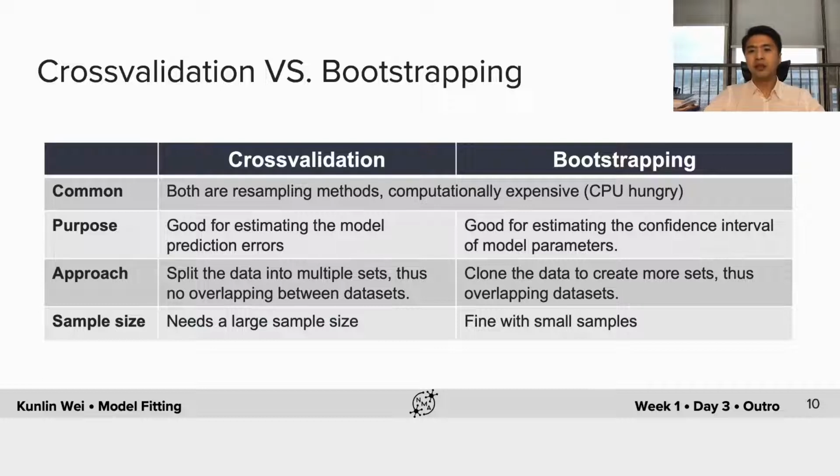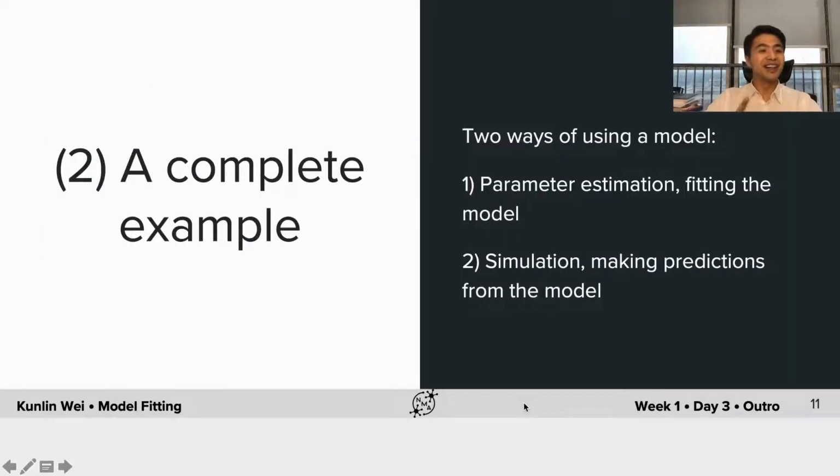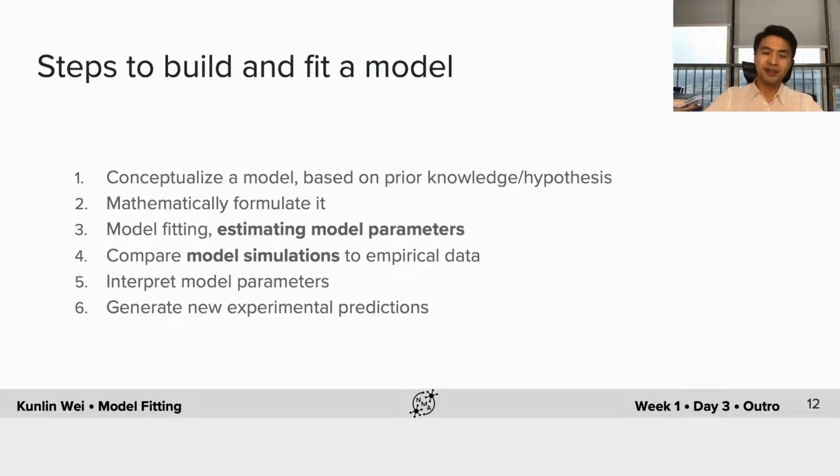So that's basically what we covered today in terms of maximum likelihood estimation. Next, I will give you a complete example to show how we use this kind of knowledge in real scientific research. All right, the second part of my talk: I will give you a complete research example to demonstrate the two major uses of a model. The first use is model parameter estimation. The second is model simulations.